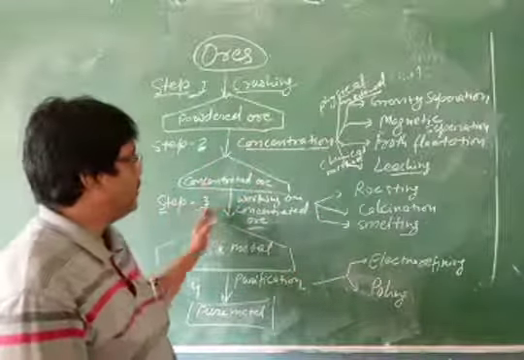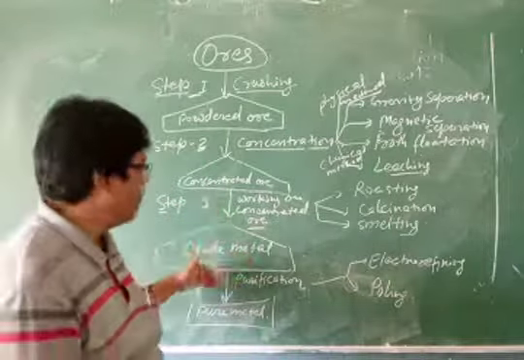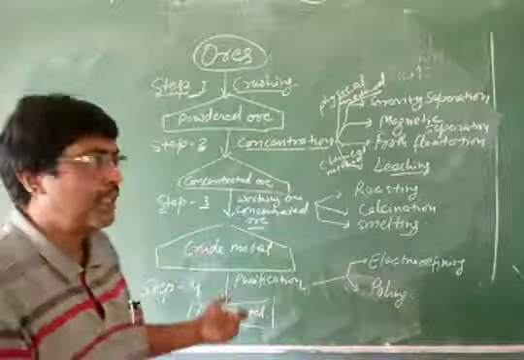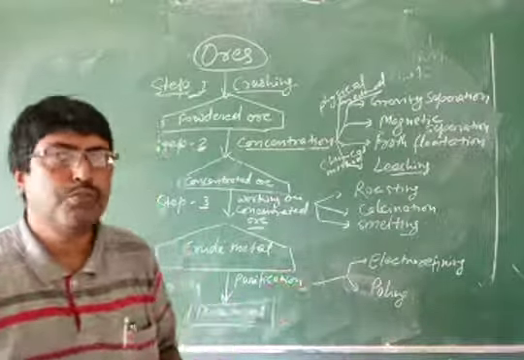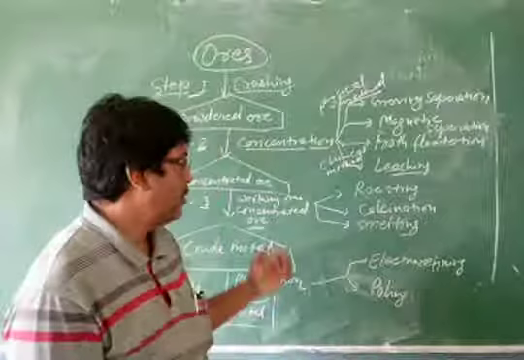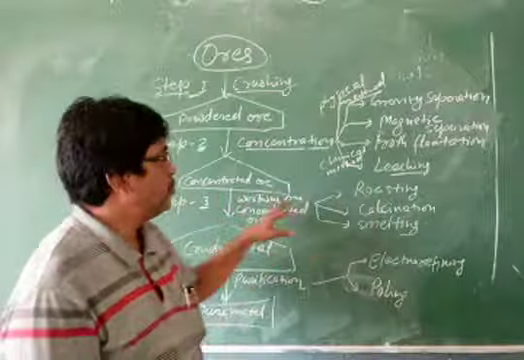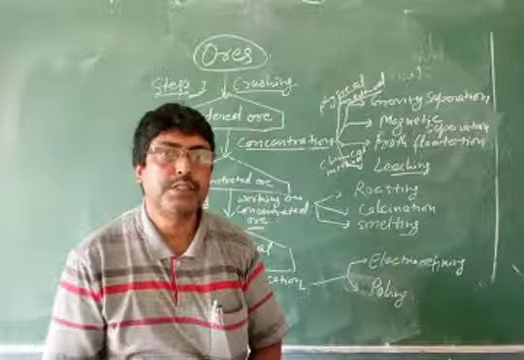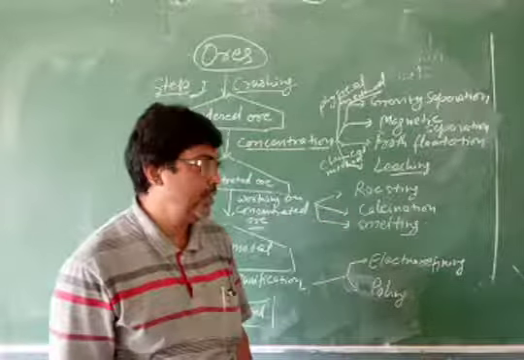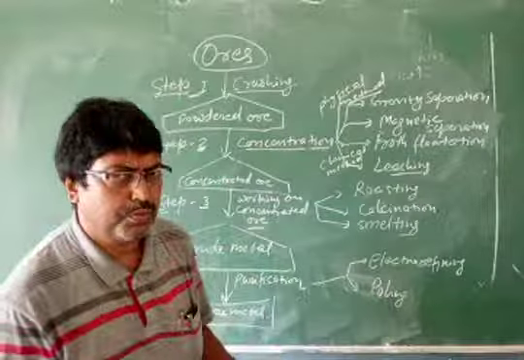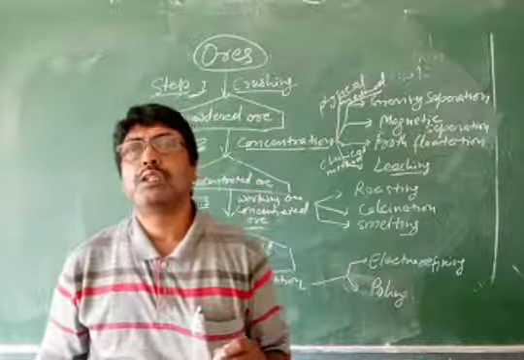In step 3, we work on the concentrated ore, that is, we go for the next process to find the crude metal from the concentrated ore. That is the impure form of metal we find after processing the concentrated ore. These processes are roasting, calcination, and smelting. In this stage, we do different processes, roasting, calcination, smelting, and some other operations, depending upon the metal to be extracted from its ore.